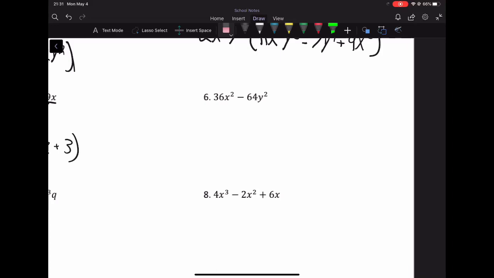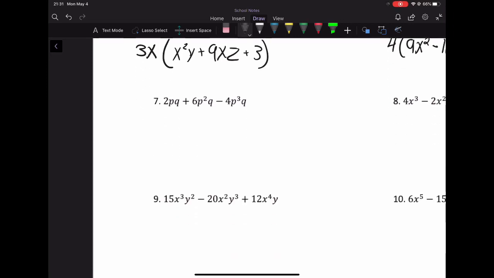Okay, guys, number 6. So let's take a look at our leading coefficients. We have 36 and 64. GCF between those is going to be 4. And we can't do anything with our variables because they have different variables. So 36 divided by 4 is 9, and we'll get 9x squared. 64 divided by 4 is 16, so 16y squared.